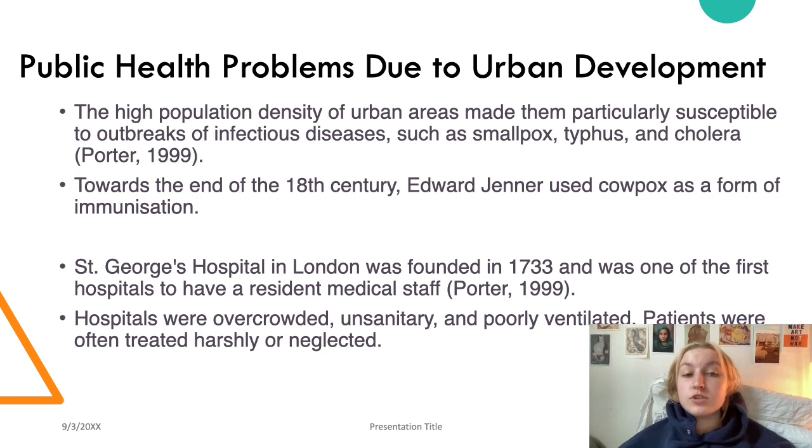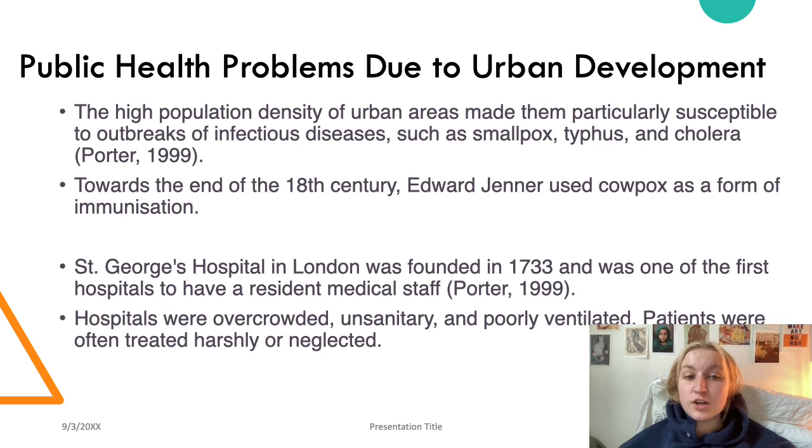Modern hospitals also began to appear in the 18th century. They had trained surgeons but untrained workers. Separate departments for treating different patients began to be established, along with an understanding between medicine and poor relief. St. George's Hospital was founded in 1733 and was one of the first hospitals to have a resident medical staff.